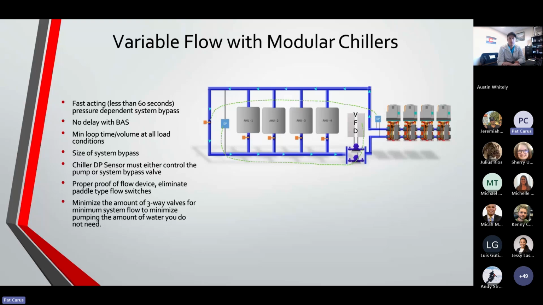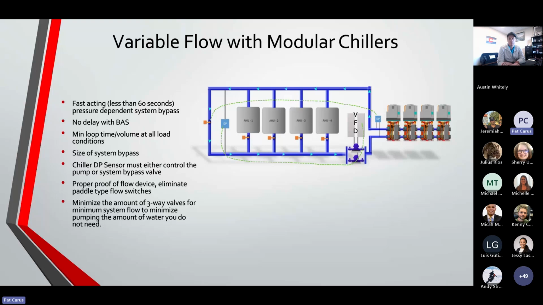The other piece that we often found was delay. So you've got to be with your controls contractor and say, do not delay for any period of time. Make sure that that signal gets to the controllers and that they immediately start to function. We will tell you what minimum loop time is and loop volume is at all load conditions, and that has to be managed via DP settings, but we'll actually show you how we do that when you make a selection. So we've tried to take some of the guesswork out of the system.